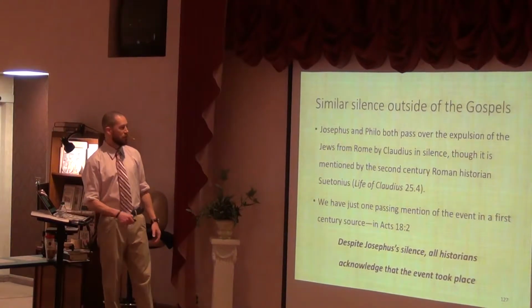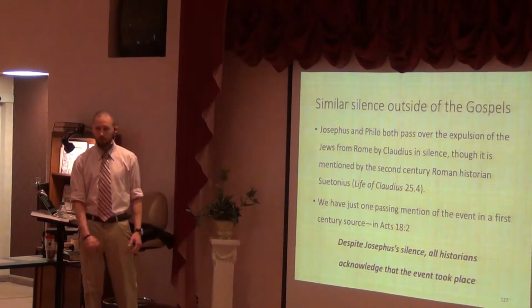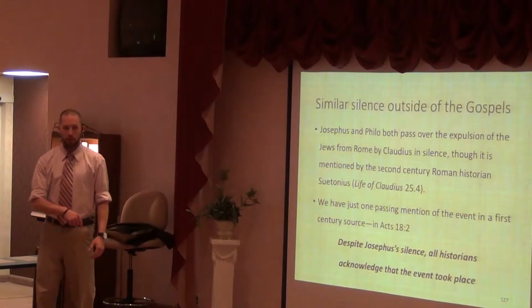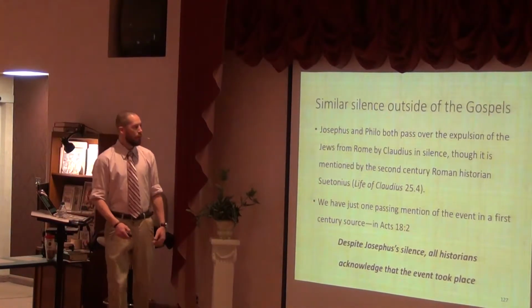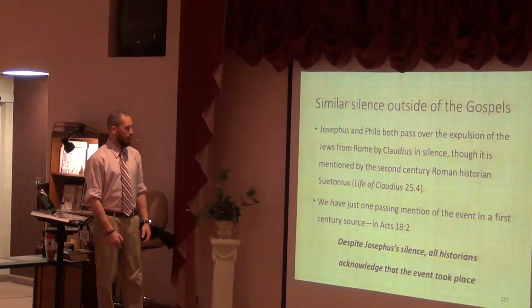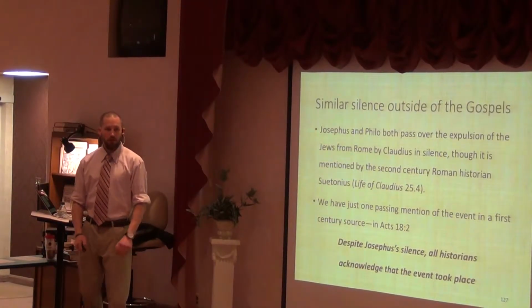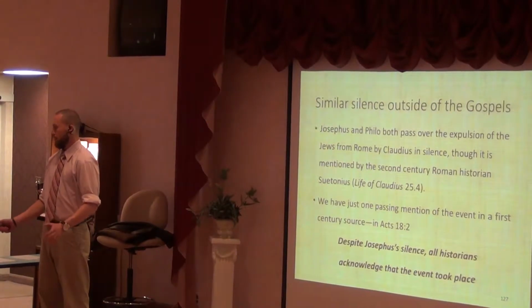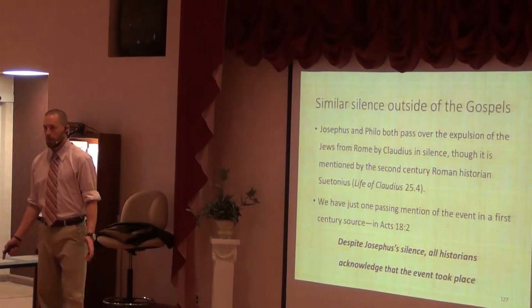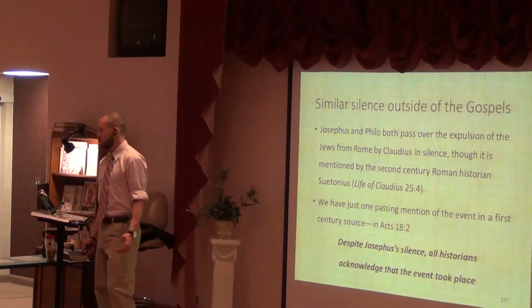In fact, I know that because Josephus and Philo, another writer, both pass over the expulsion of the Jews from Rome. You remember in Acts chapter 18? Remember that story? That little detail we get in Acts 18:2, where all the Jews are kicked out of Rome? Josephus and Philo don't mention that. But look, all historians acknowledge that event took place. You won't find a historian that says, no, that story of the Jews being kicked out of Rome is made up. Everybody understands that story happened, but neither Josephus nor Philo mention it. So this is why arguments from silence are bad.